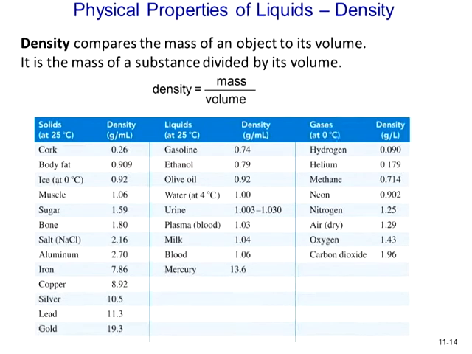So with that, let's take a look then at density. Density compares the mass of an object to its volume. It is the mass of a substance divided by its volume. So you have mass over volume to calculate density. This is one of those formulas you memorize and you hang on to it the rest of your chemistry career. So density equals mass over volume.